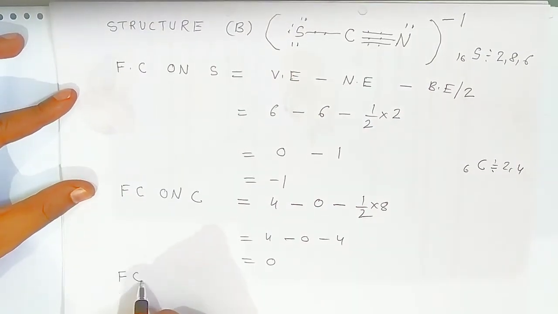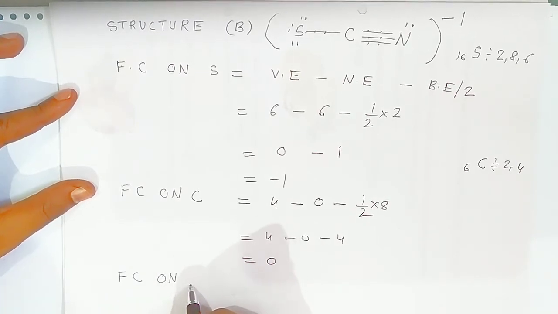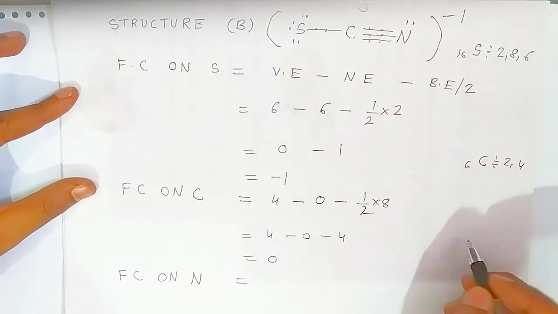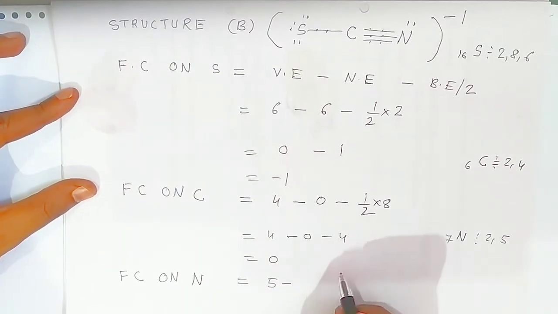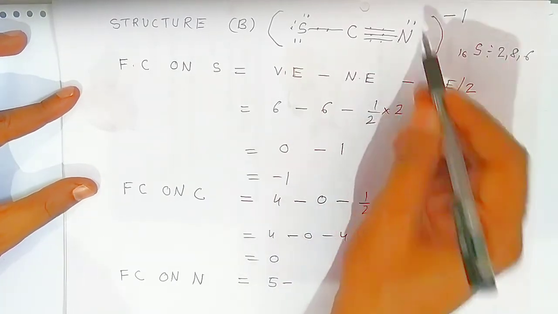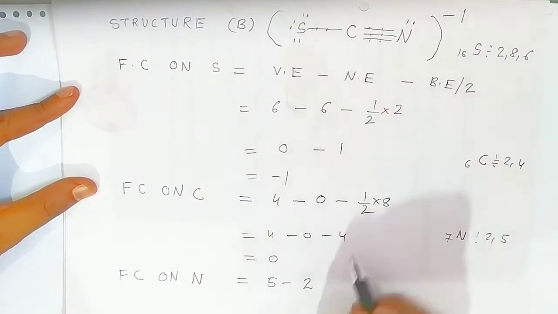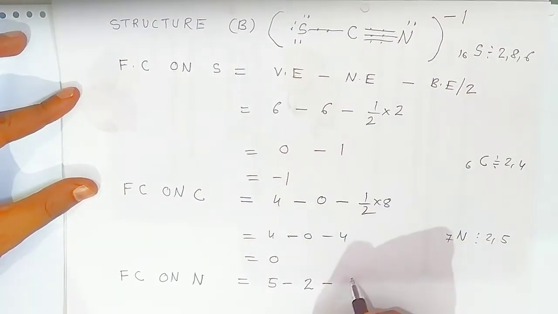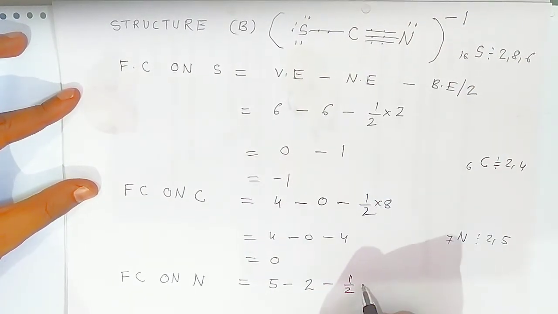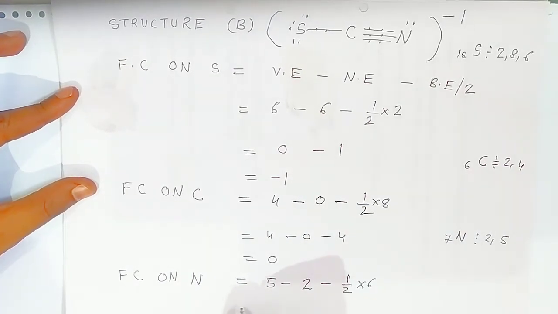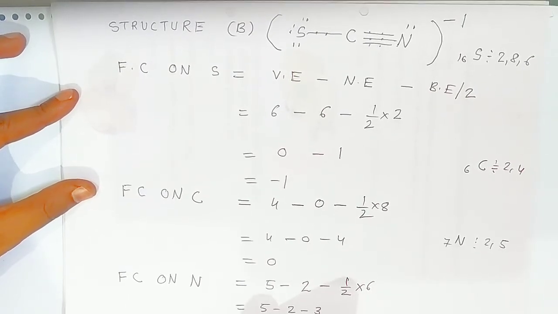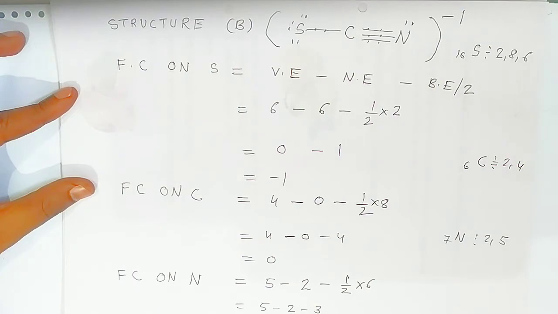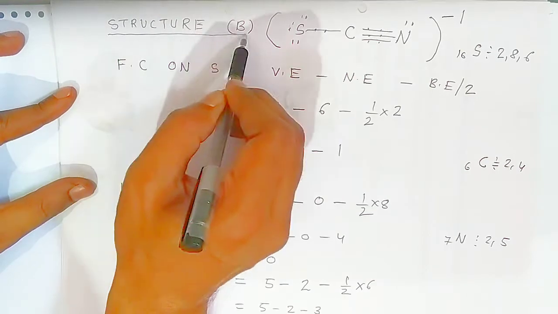In the same way, students, the formal charge on nitrogen you can also find out. Nitrogen's atomic number is 7, electronic configuration 2, 5. 5 will be the valence electrons. 5 minus the non-bonding electrons on nitrogen, only 2. And for the bonding electrons, there is a triple bond, so 6 electrons are in the bonding part, half of the 6 electrons is 3. So 5 minus 2 minus 3 gives 0, so there will be no charge on the nitrogen. So 0 plus 0 minus 1, the total charge of this molecule will be -1. So this is about structure B.